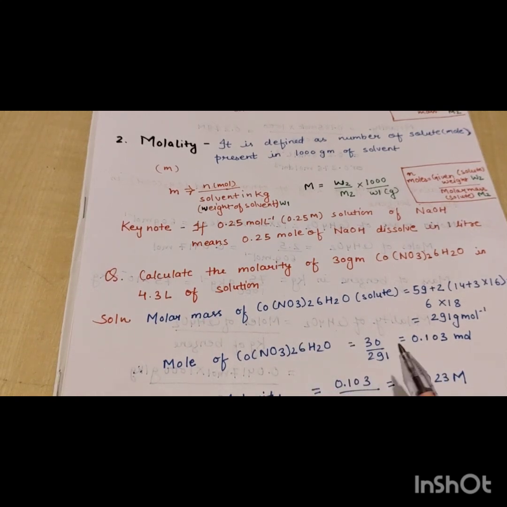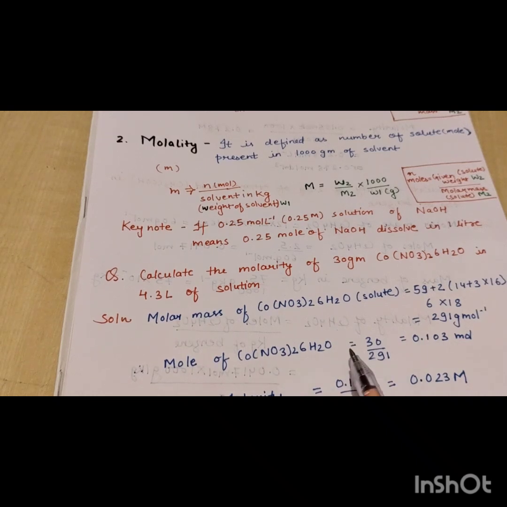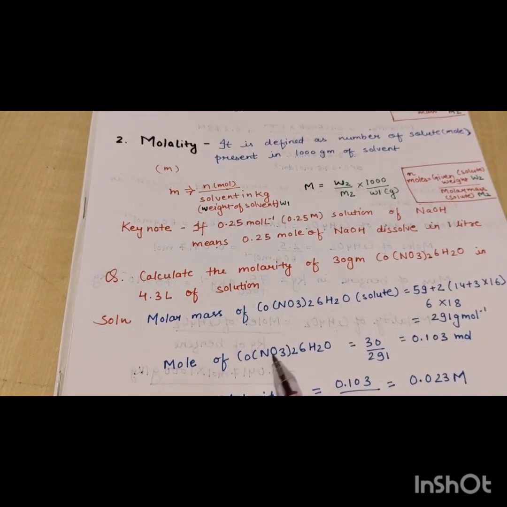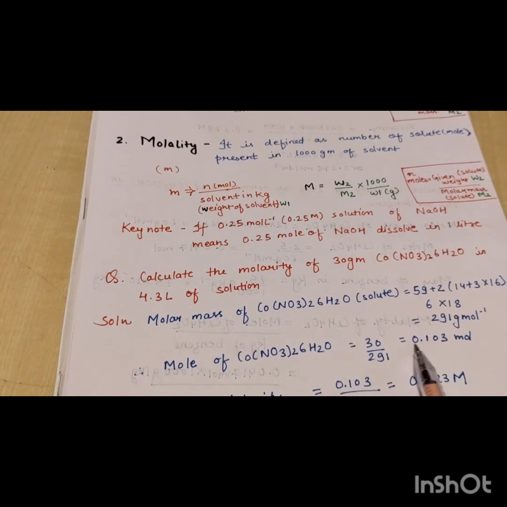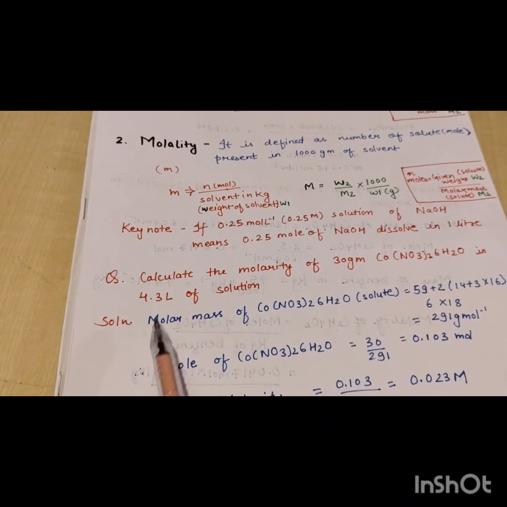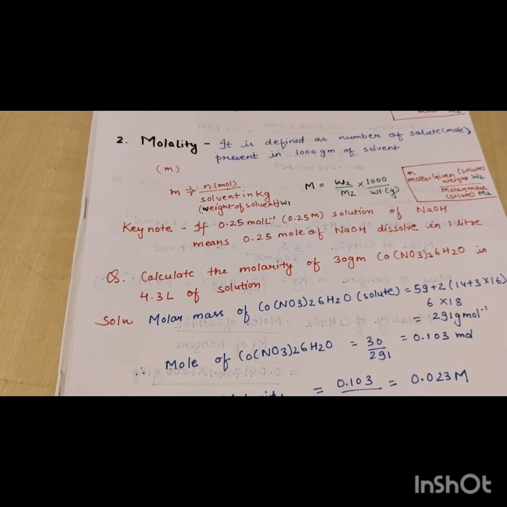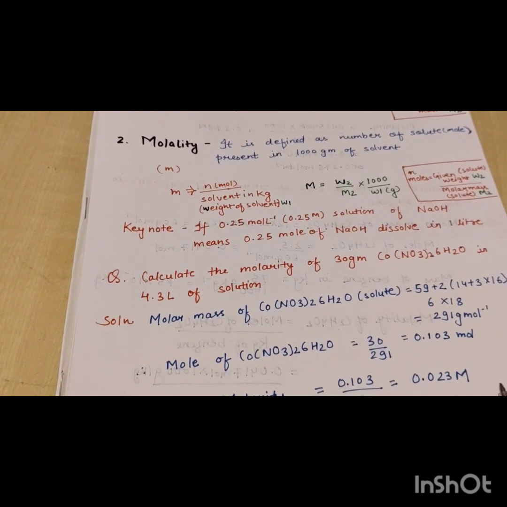First we calculate the number of moles of solute by dividing the given weight by the molar mass of solute, and then we divide the number of moles of solute by the liters of solution, that is, how many liters of solution are given in the question. So this is the way to calculate molarity.